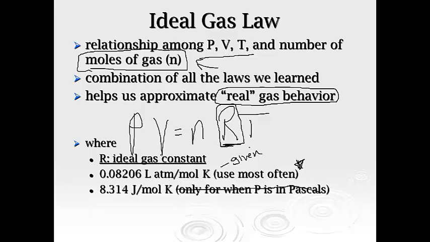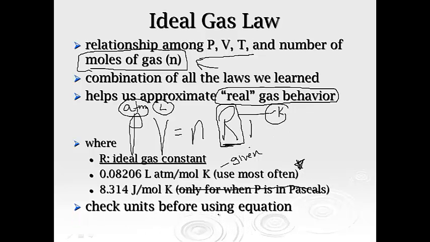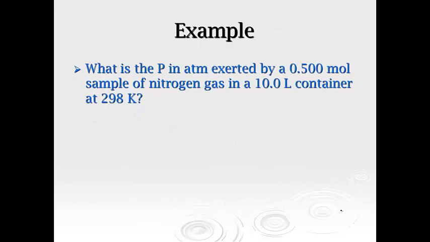If you look at these units, this tells you what units everything has to be in. Volume has to be in liters, pressure has to be in atm, n is going to be moles, and T has to be in Kelvin. So you always want to make sure that you check the units before using the equation, because they have to be in atm, liters, and Kelvin. That has to happen that way. All right, so let's do some samples.